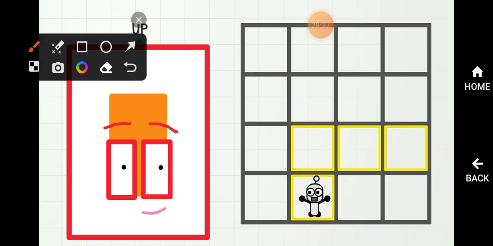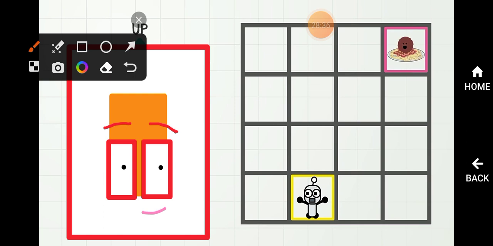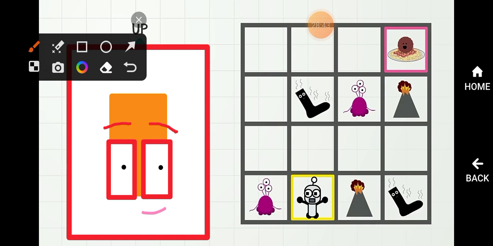Okay, let's play one last time. Tiny Robot is still hungry for spaghetti. Wow! This time, it's going to be more difficult because Tiny Robot has to watch out for monsters, volcanoes, and stinky socks. Whoa, so stinky. Now, I need you to tell Tiny Robot where to go.